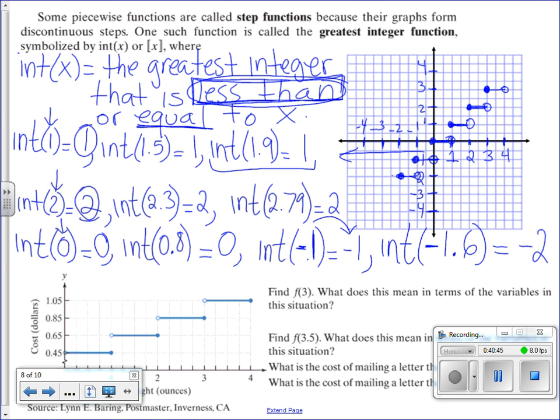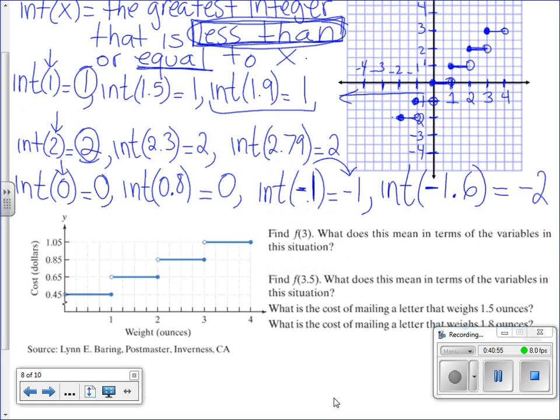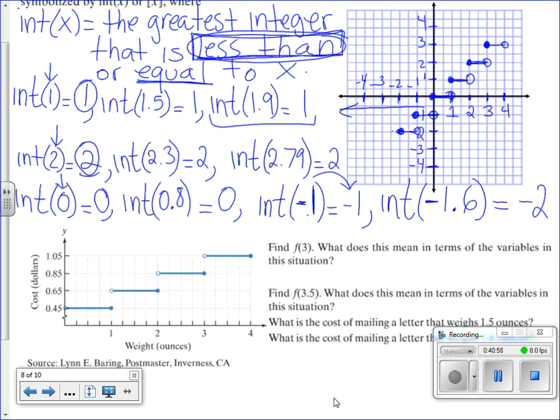Miss Stephanie, I have a question. How do you know when to put the not included circle? How do you know where to end it? Well, because, for example, here, when we started at 1, we have to have the point (1, 1).